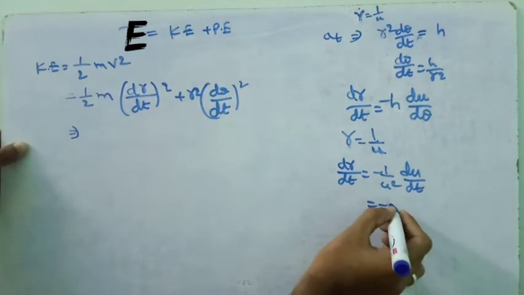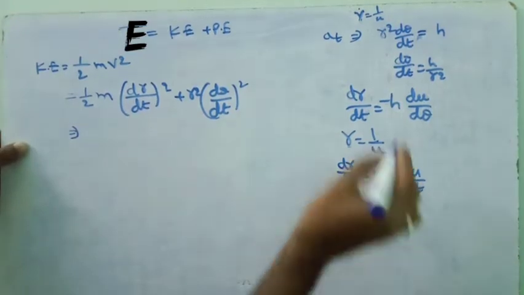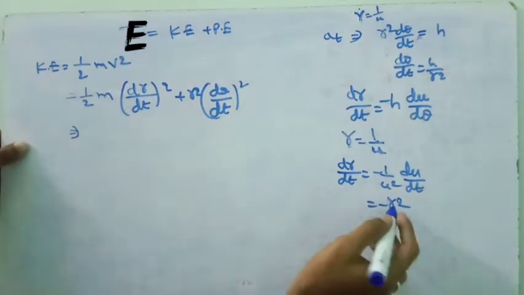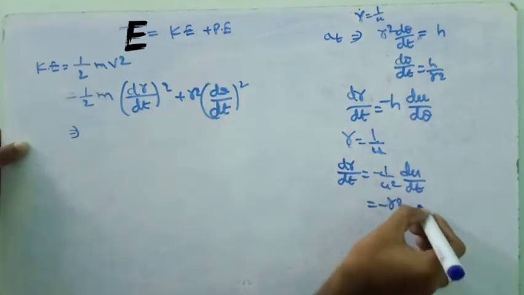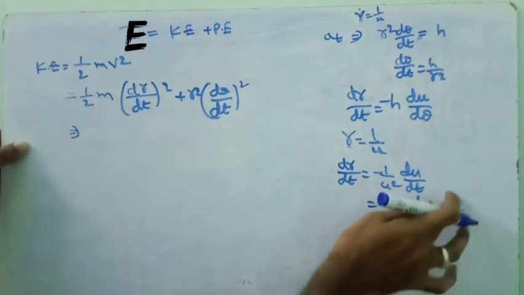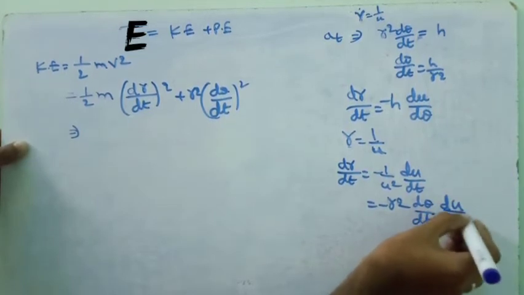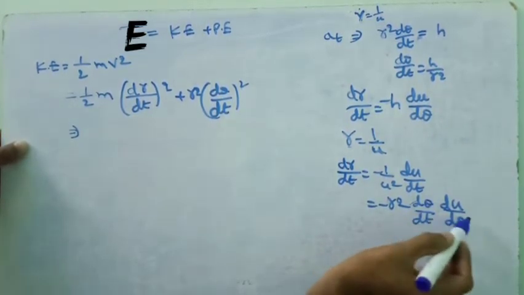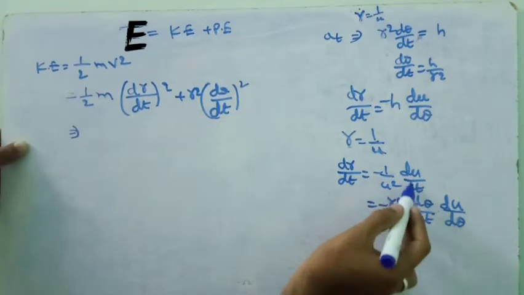We write minus 1 by u square as r square, since r is equal to 1 by u. And for du by dt, we write d theta by dt into du by d theta. Even if we cancel d theta, we get the same du by dt.